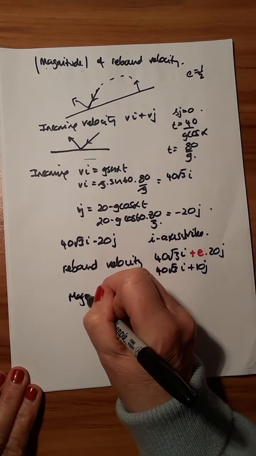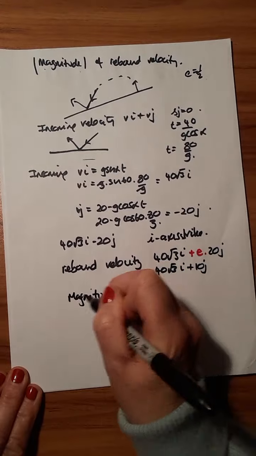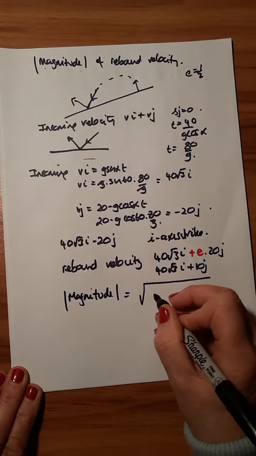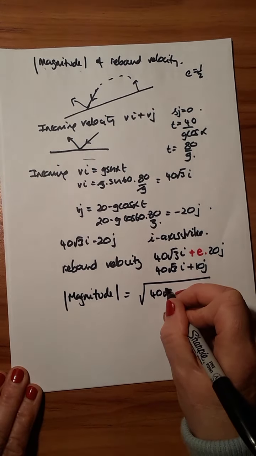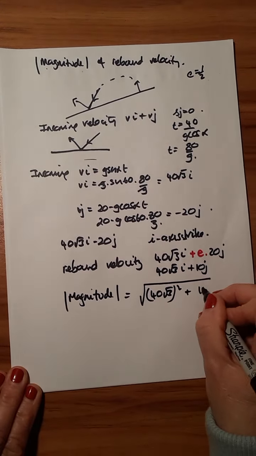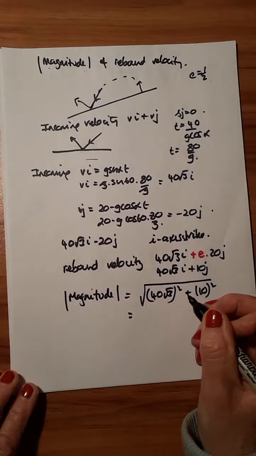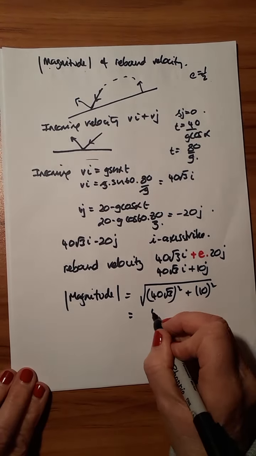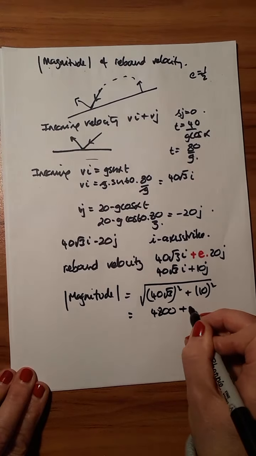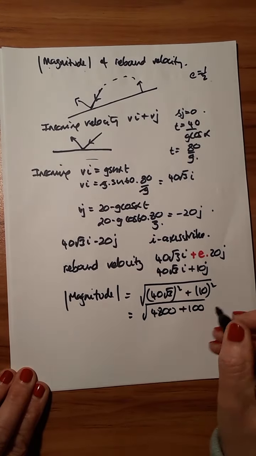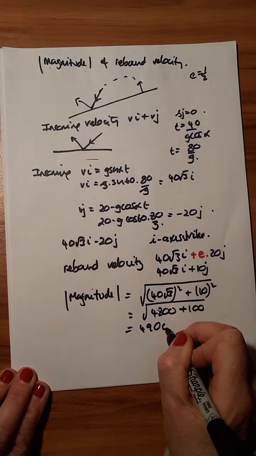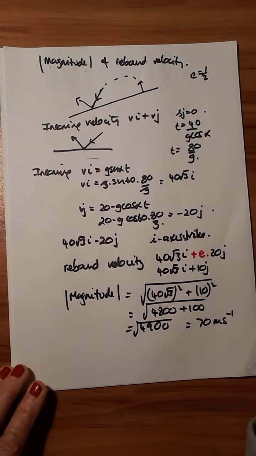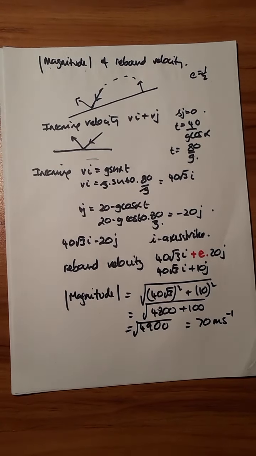The magnitude of the rebound velocity then to finish is the modulus of this. So it's the square root of 40 root 3, all to be squared, plus 10 to be squared. So this will give me 1600 by 3, which is 4800, plus 100. Square root of all of that, of course, is 4900. And that gives me 70 meters per second for the magnitude of the rebound velocity.